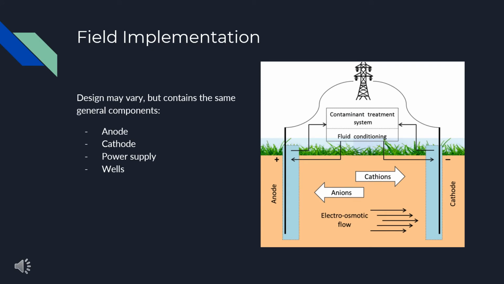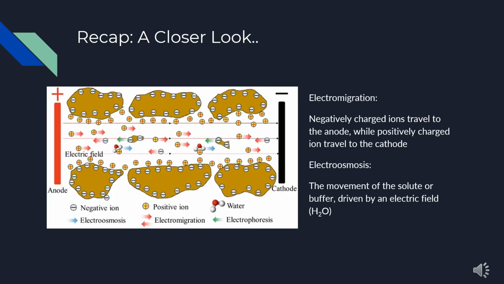Now we are going to talk about the field implementation of electrolytic treatment, including the techniques and the equipment used. The overall design of these treatment systems will vary depending on a variety of factors, such as the kind of contaminants present, the size of the contaminated area, the desired outcome or effect of treatment, amongst other things. However, overall, you can expect these treatment systems to contain electrodes, at least one anode and one cathode, a power source to create an electric field, and wells to house the electrodes.